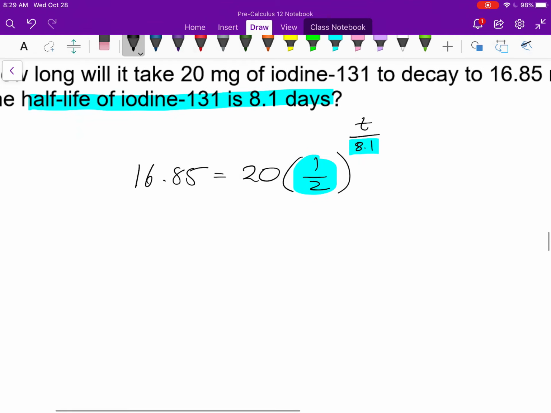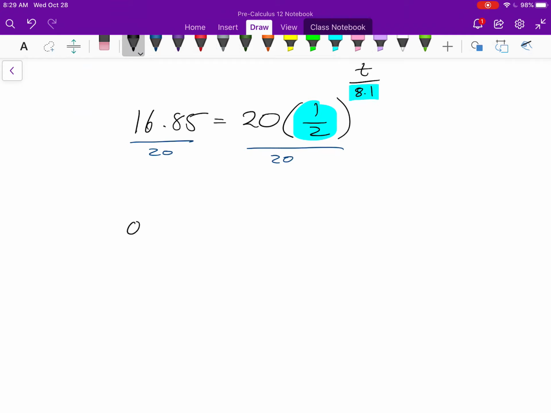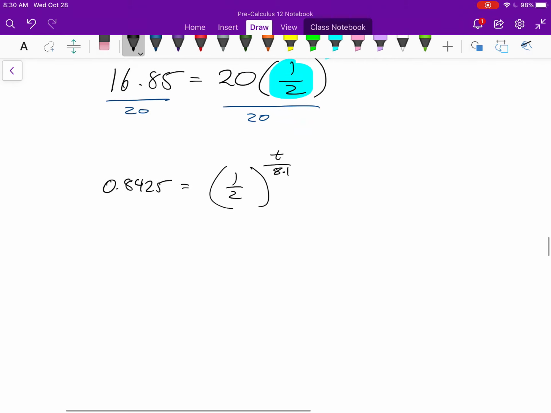Regardless of how I'm going to do this, I want to start by dividing both sides by 20. And so I get 0.8425 on one side, and 1/2 all to the power of t over 8.1. This time, I have an equation in exponential form. I'll try writing it in logarithmic form, just for something different.